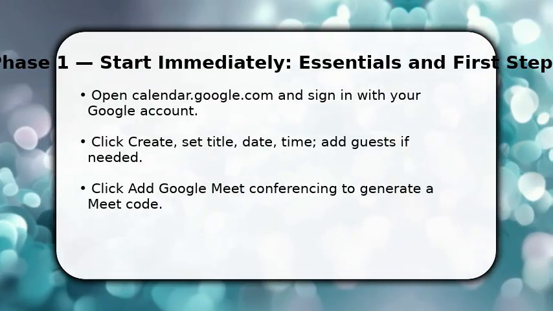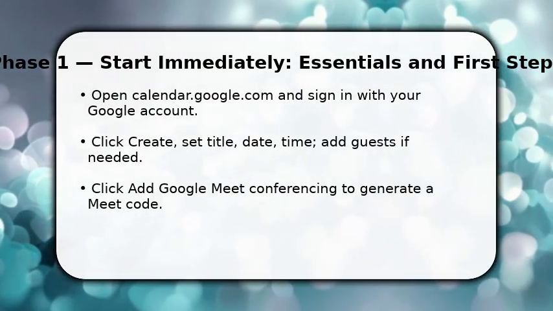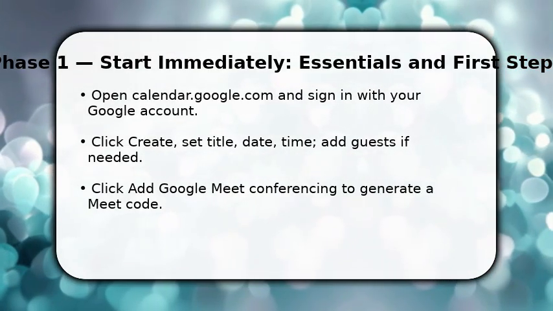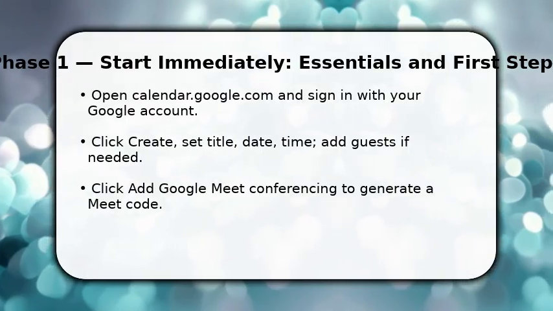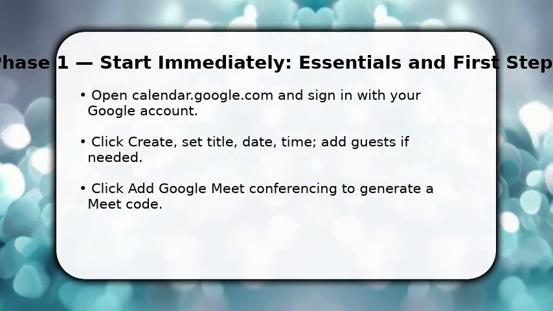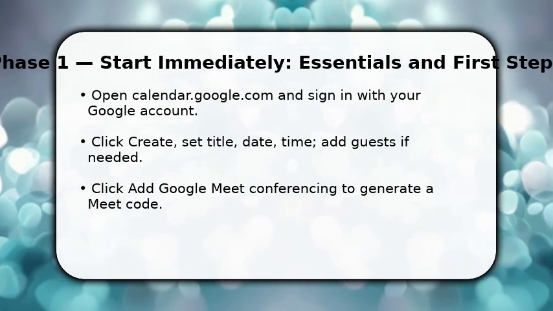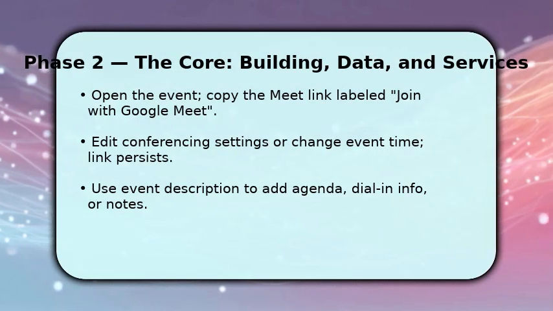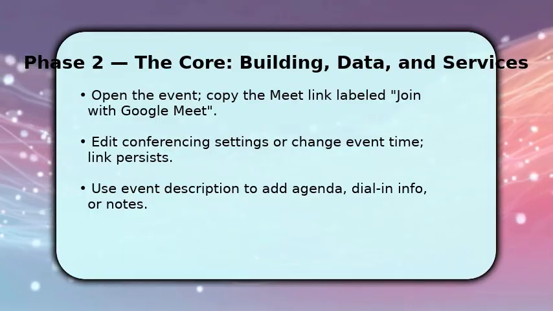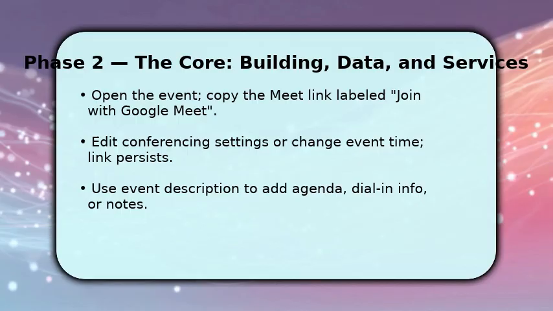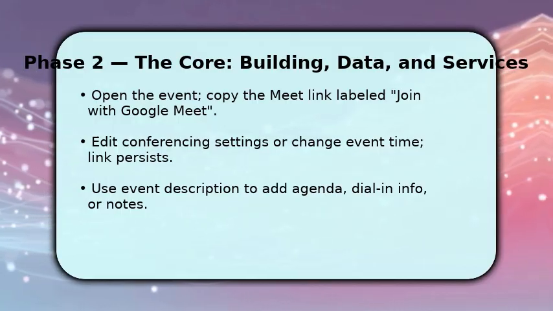Once done, click Add Google Meet Conferencing. This action immediately creates the Meet code shown as a link. Make sure to save the event so the link is stored in the event details and available to everyone invited. Once the event is saved, open it and find the Meet link under Join with Google Meet. Copy that exact link to share or paste into messages.